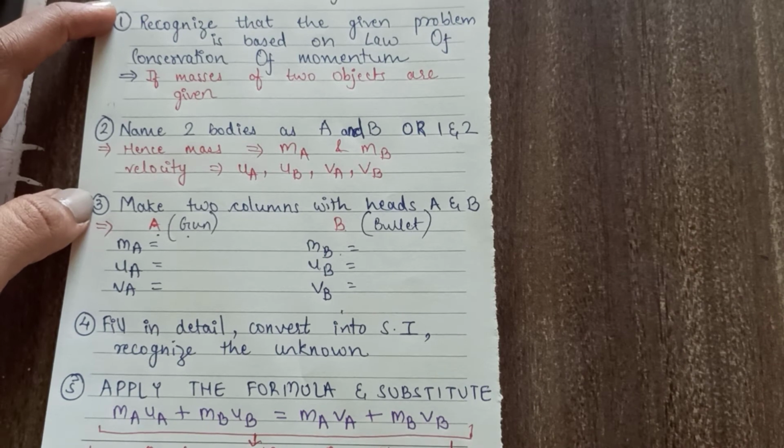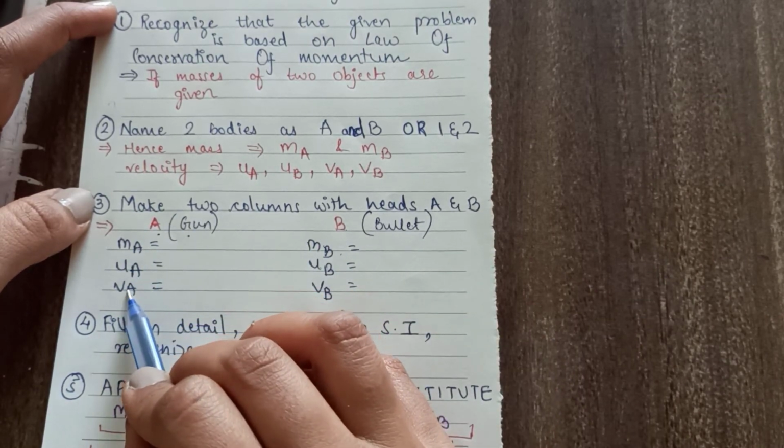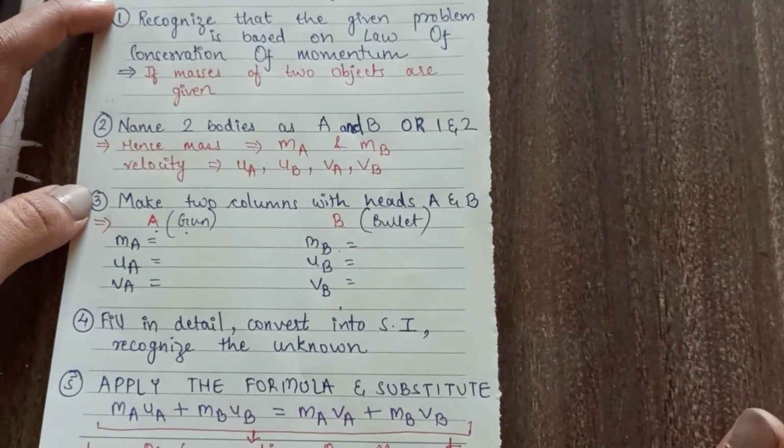First, see if there are two masses given in the question. That means it's a question of law of conservation of momentum. Then the moment you get it, you can write A and B and the names of the two objects. Then MA, UA, VA, MB, UB, VB. Do at least this much. This is the basic step.